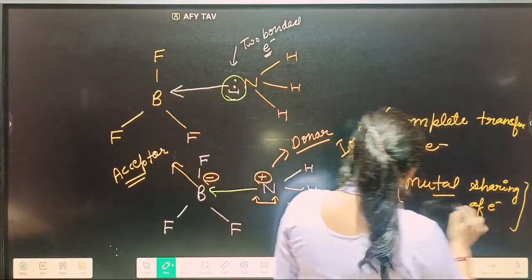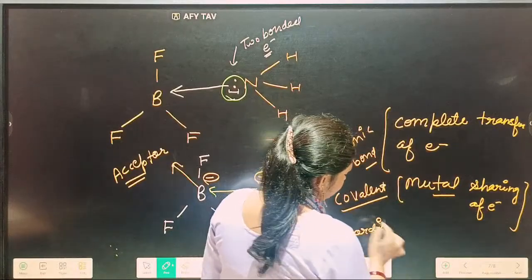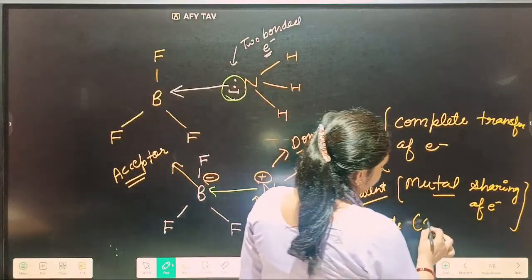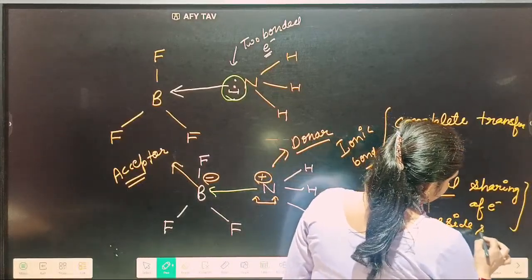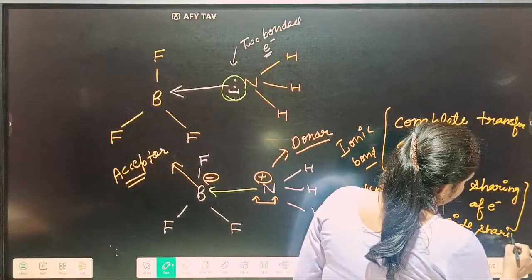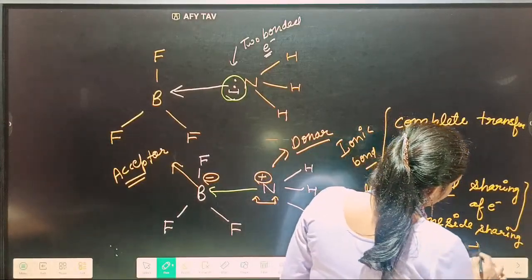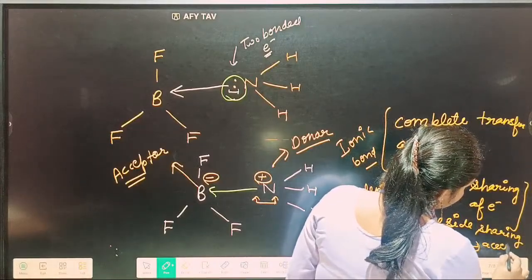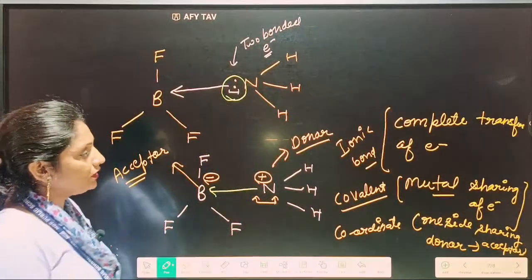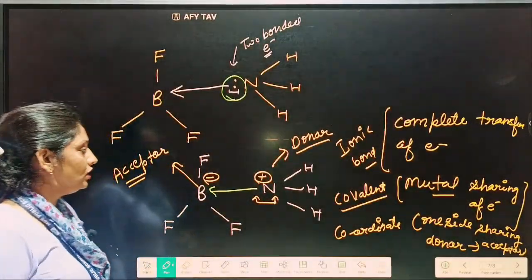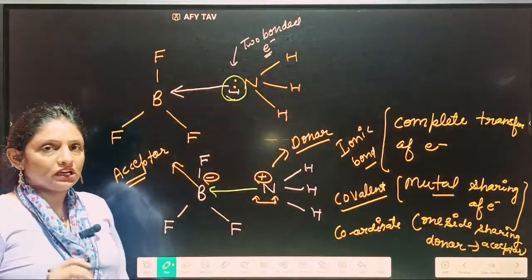But students, in the case of a coordinate bond, one-sided sharing will take place. Here one element will be the donor and the second one will be the acceptor. I hope this simple concept is clear to you, students. Here this nitrogen is donating and boron is accepting.